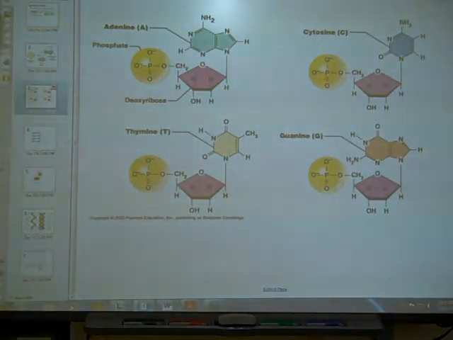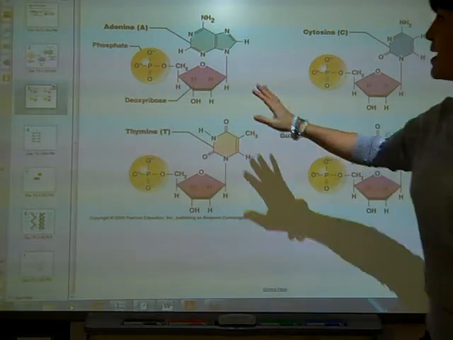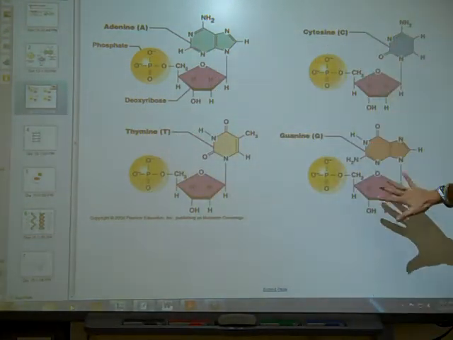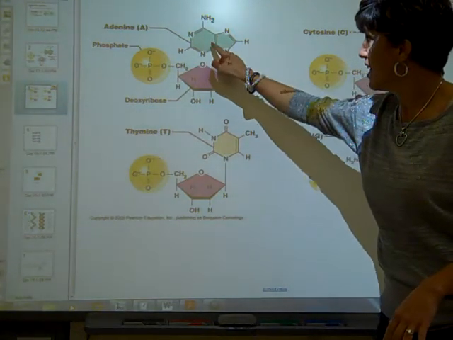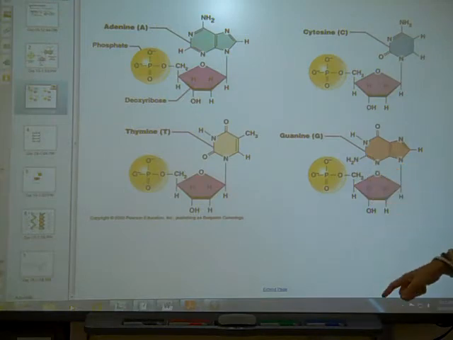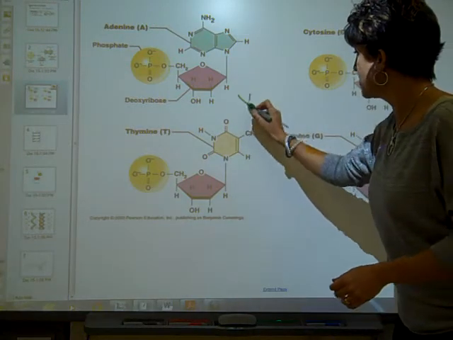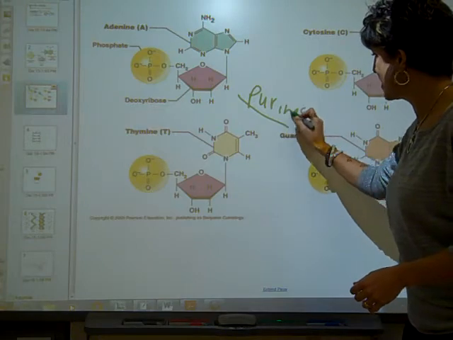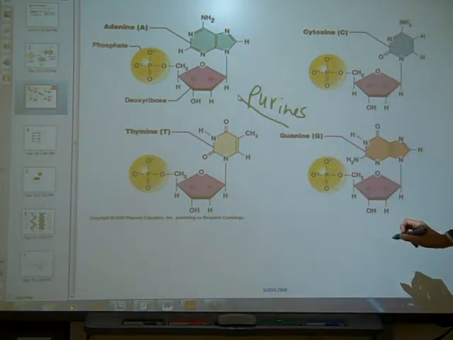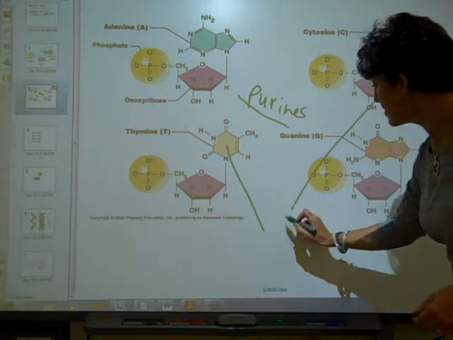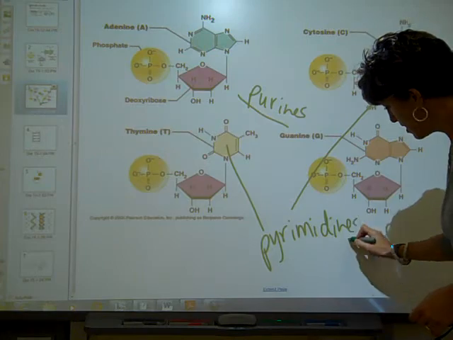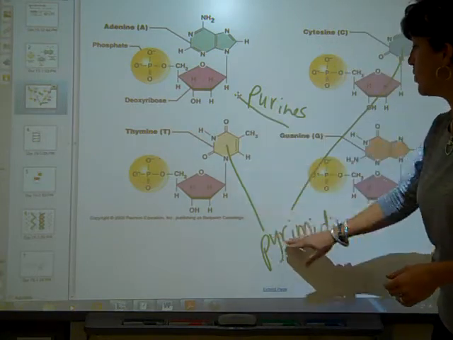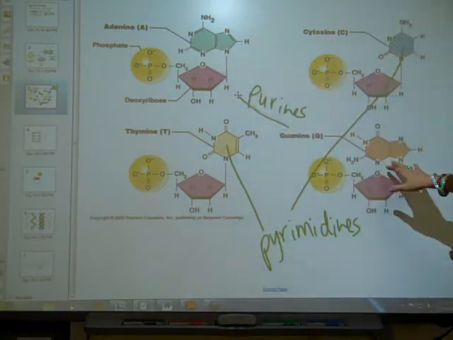There are lots of nucleotides in every strand of DNA. They make up the A's, T's, C's, and G's of your DNA. And in DNA, adenine and guanine, A and G, are what we call purines, P-U-R-I-N-E-S. Those are the double ring bases. And then the single ring bases are called pyrimidines. So single ring, pyrimidine, double ring, purine.